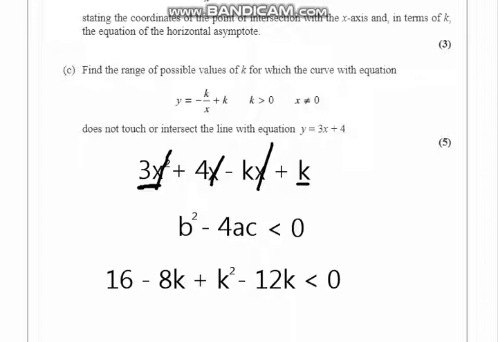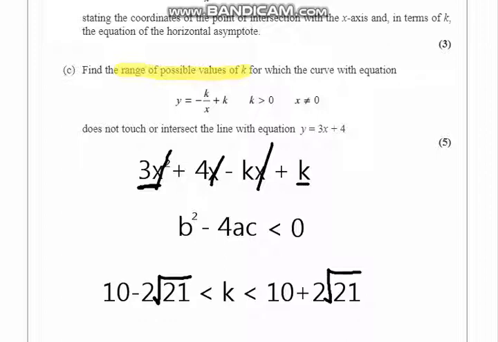Just simplify all the k terms here. Minus 8k and minus 12k are the same kind of terms, so minus 8 minus 12 gives us minus 20. Writing it again, there you go, that's the simplified version: 16 minus 20k plus k squared is less than 0. Use your calculator to solve this quadratic. Before finding the values, we have to find the range of possible values for k, so k will be in the middle, and the range of possible values will be 10 minus 2 root 21 is less than k is less than 10 plus 2 root 21.